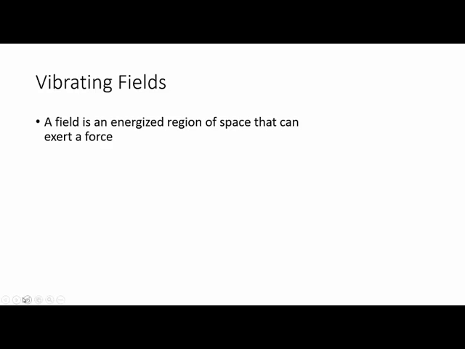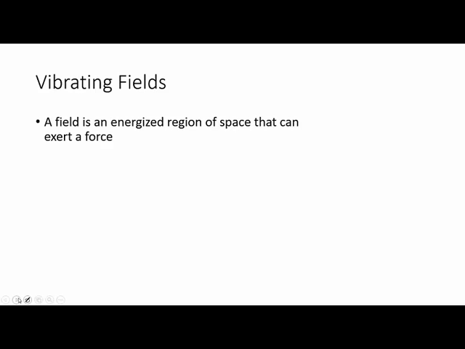Now, a vibrating field, or a field, I guess, is just a region of space that can exert a force on something else, so an energized region of space. If you've ever taken two magnets and brought them close to each other, you know that one magnet will either attract or repel another magnet, and they'll jump together or push apart without touching. That's because the magnets are creating a field that the other magnet interacts with. Electric charges can do the same thing. That's why you can have static cling, or things that repel each other. They can do that due to static charge as well.